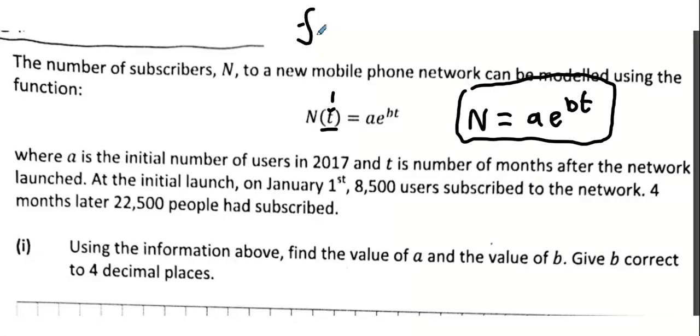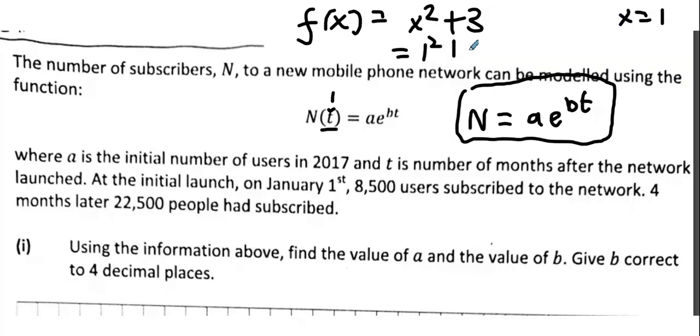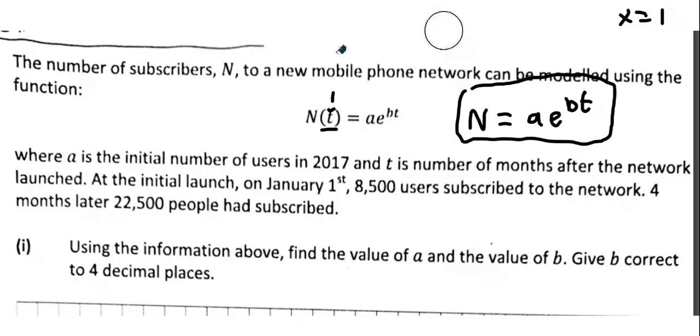If I gave you f of x equals x squared plus 3, and I ask you to sub in x equals 1, all you generally do is go 1 squared plus 3, and you don't sub it in the other side. You get what I'm saying? Okay, so that's a mistake that a lot of us made. I did what I could on the marking scheme to award as much marks as we could.